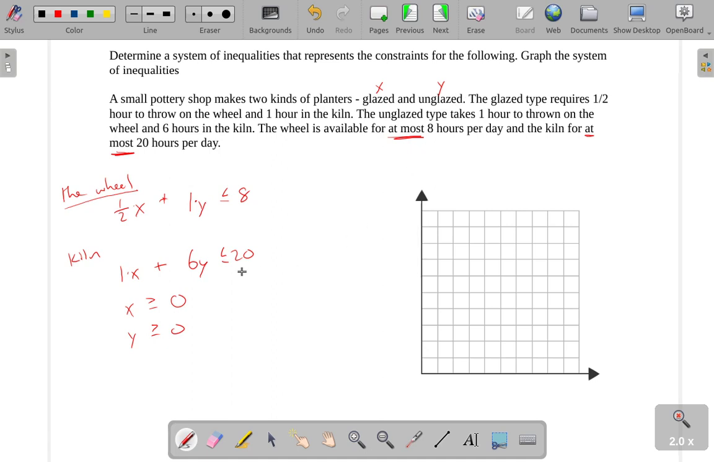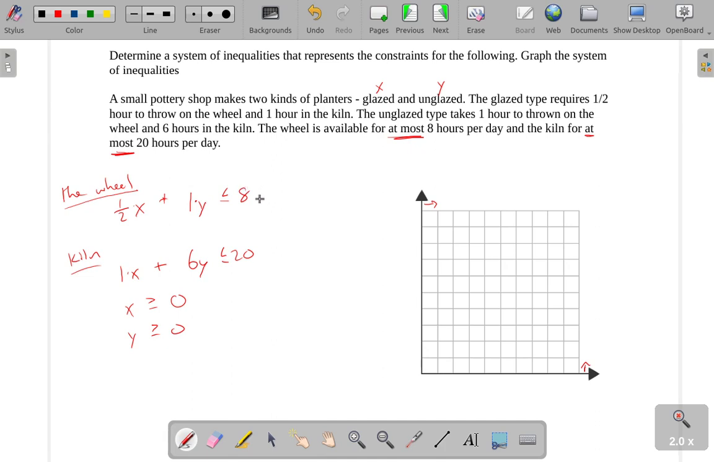planters either. So we end up with 4 inequalities here, and this is our system that we're being asked to graph. Of course, x is greater than or equal to 0 and y is greater than or equal to 0. Those are pretty easy. We can take those into account just by saying that we're restricted to the first quadrant here. So when we graph those, that's all we need to do. Just keep it in the first quadrant.